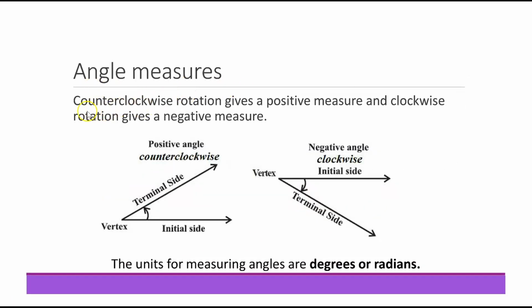Angle measures. Counterclockwise rotation gives a positive measure, and clockwise rotation gives a negative measure. Here are our visual examples. In this positive angle, we can see that to go from the initial side to the terminal side, we are going in a counterclockwise direction. Here's a negative angle where the initial side is up here and we go in a clockwise direction to get to the terminal side. The units for measuring angles are degrees or radians.